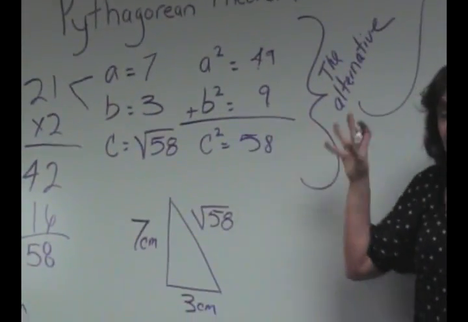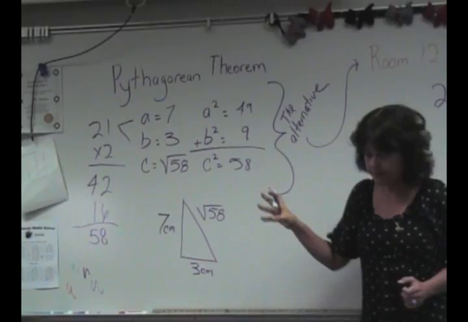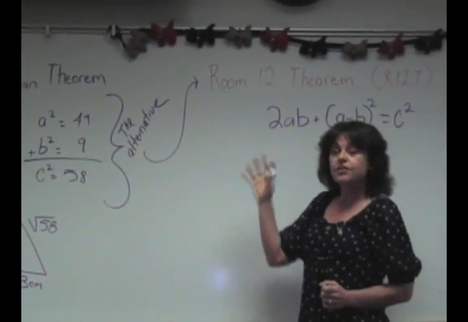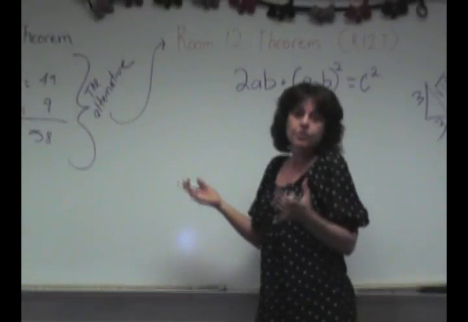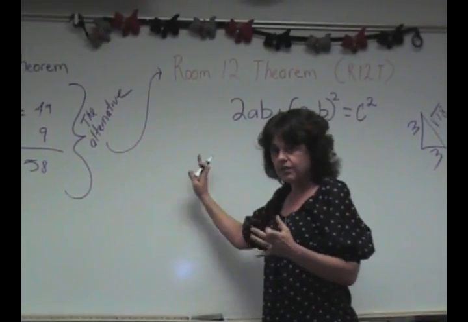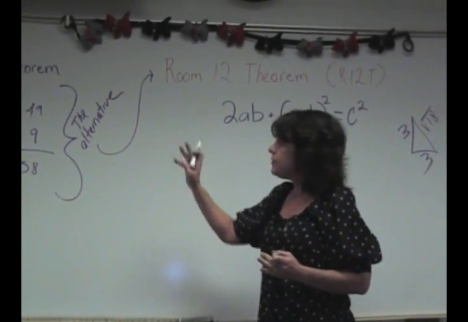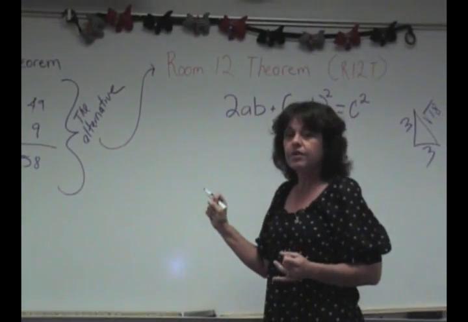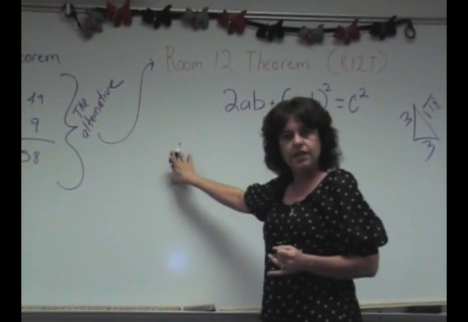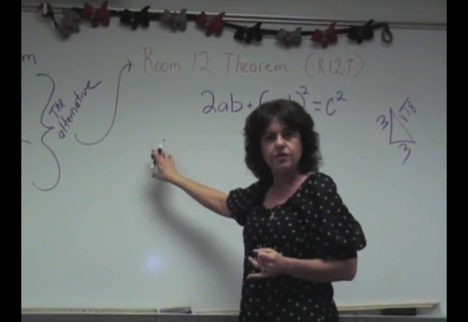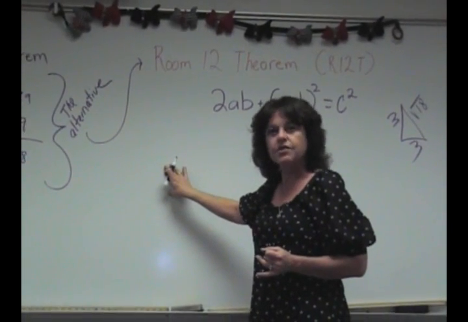The benefit of using the Room 12 theorem, R12T, is that you can basically do these numbers in your head. For larger numbers, you would still want to use the Pythagorean theorem and do it on paper. But for smaller numbers, primarily what we're using in middle school math, it's a good thing for the kids to know that they can do these numbers in their head.